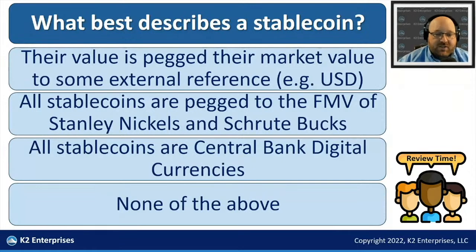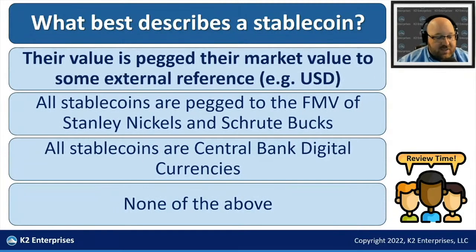All stablecoins are central bank digital currencies. No, they're not. A central bank digital currency is issued by the central monetary authority, whereas a stablecoin can be issued by whomever. Okay, the correct answer here is that a stablecoin is pegged to the market value of some external reference like gold or US dollars or anything for that matter.